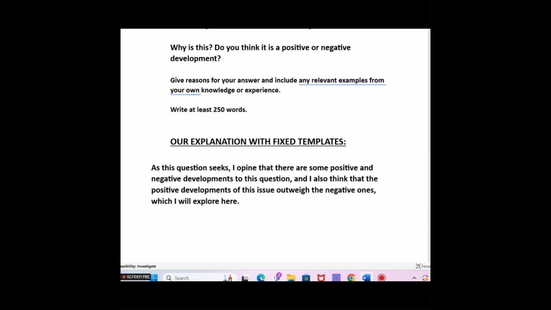Look at this first paragraph. As this question seeks, I opine that there are some positive and negative developments to this question, and I also think that the positive developments of this issue outweigh the negative ones, which I will explore here. This is a fixed introduction for this type. This is mainly positive or negative development. That means advantages and disadvantages. So you take that fixed introduction.